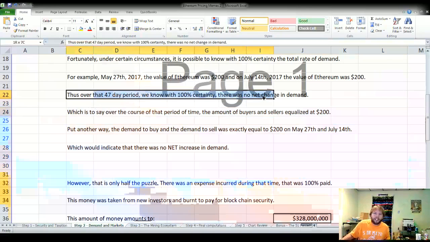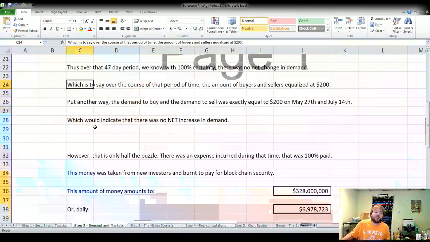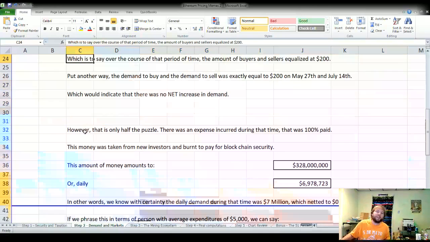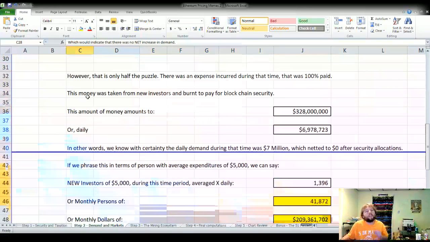Over a 47-day period, we know with 100% certainty there's no net change in demand, which is to say over the course of that time period, the amount of buyers and sellers equalized at 200. Put another way, the demand to buy and the demand to sell was exactly 200 on May 27th and July 14th, which would indicate there's no net increase in demand. However, that is only half the puzzle.